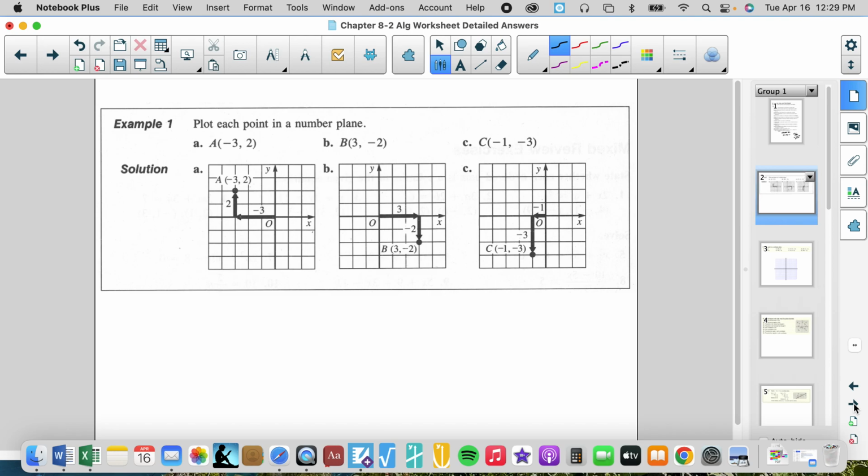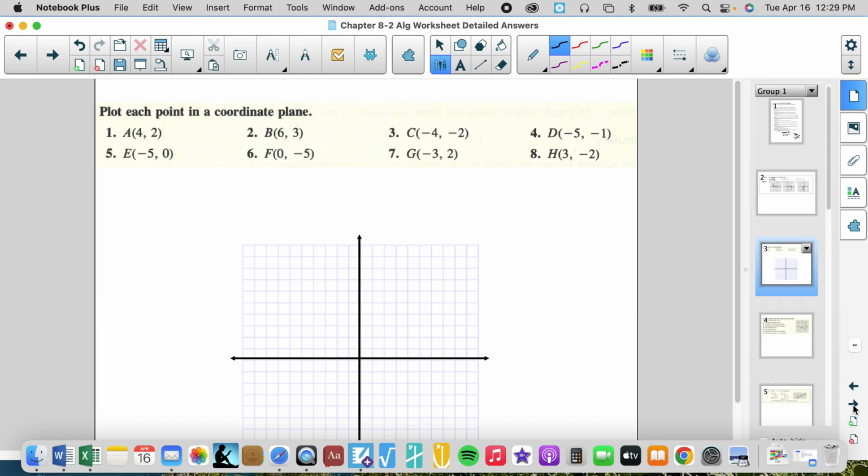So plot each point. We're going to plot the point A. This is the x value. This is the y value. This is where you're going to go on the x-axis. This is my x-axis. So I'm going to go -1, -2, -3 on the x-axis, and then for my y, I'm going to go up 2. So that's how we find those locations for each of the points.